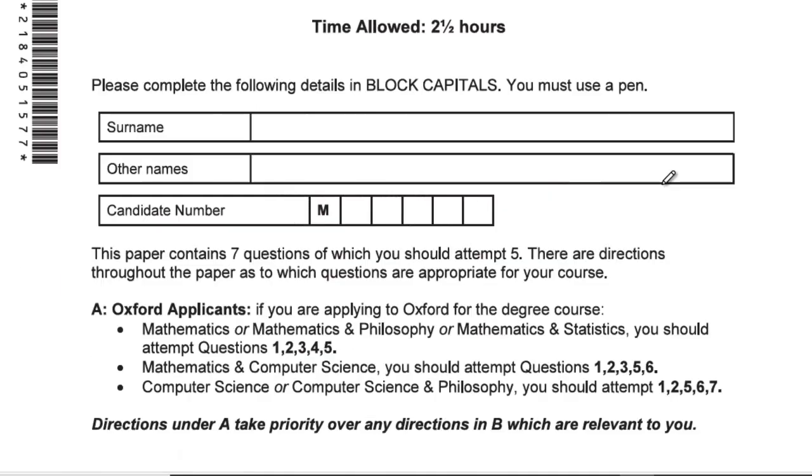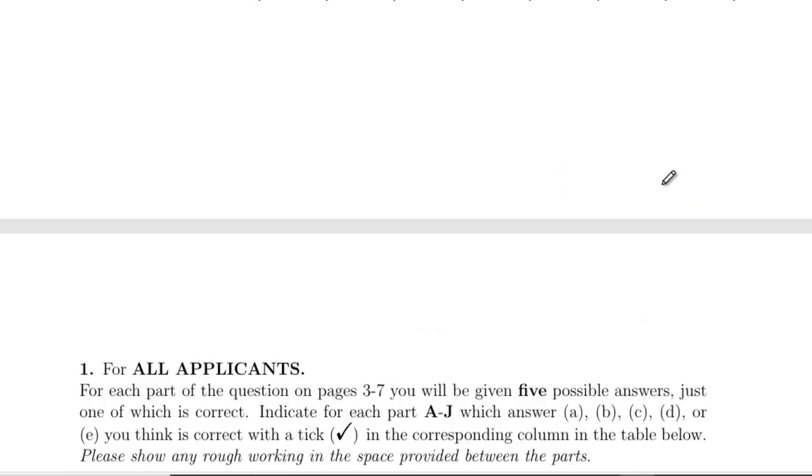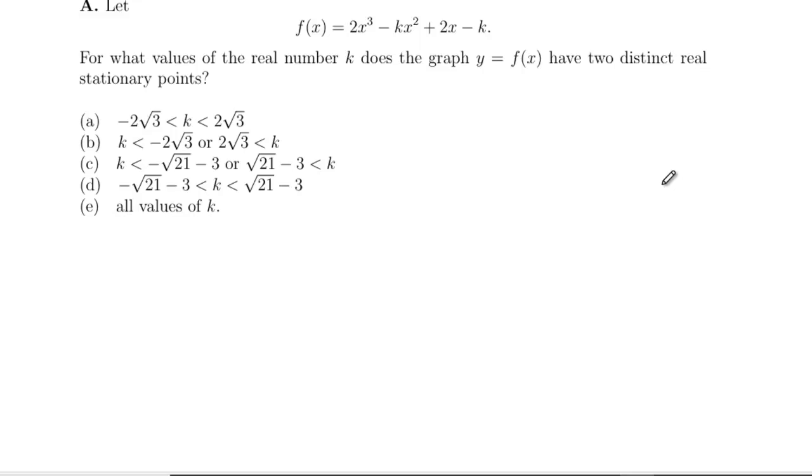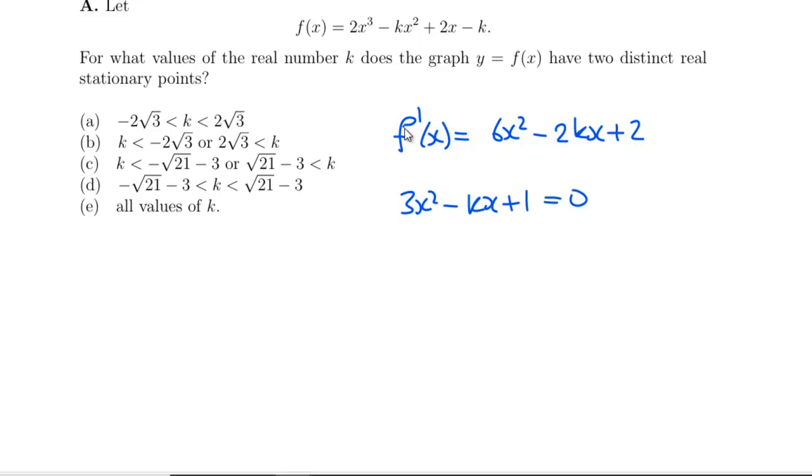We're making a start on a 2017 MAT, so as usual that means the multiple choice questions, all 10 of them. So we start off with: let f of x be that function. For what values of the real number k does the graph y equals f of x have two distinct real stationary points? So we've got f dash of x, then let's differentiate: 6x squared minus 2kx plus 2. So we want this to be equal to 0 and have more than one solution. So we want 3x squared minus kx plus 1 to be equal to 0.